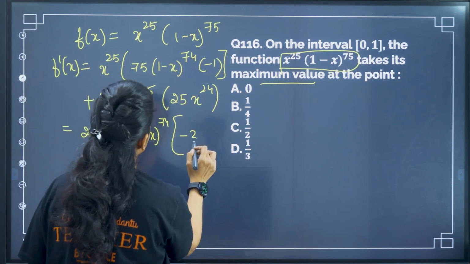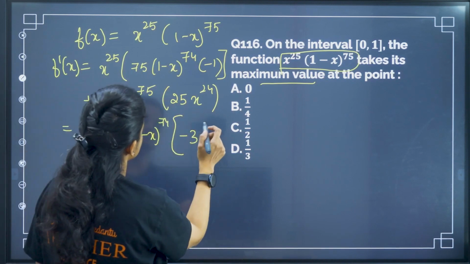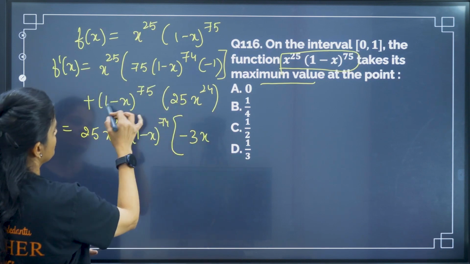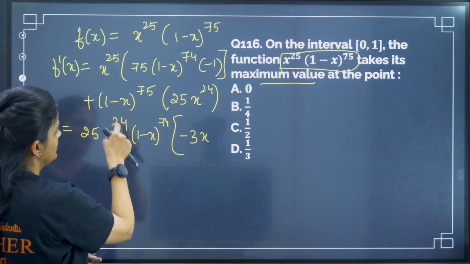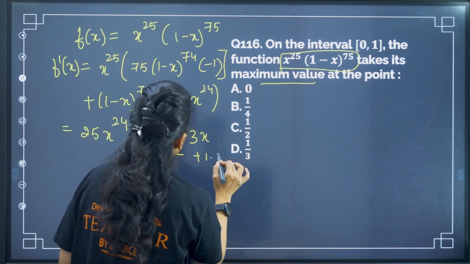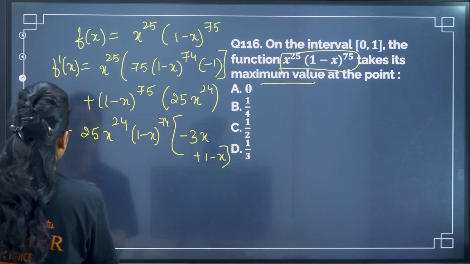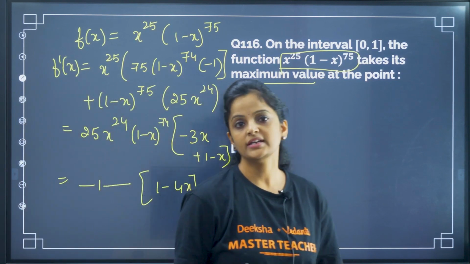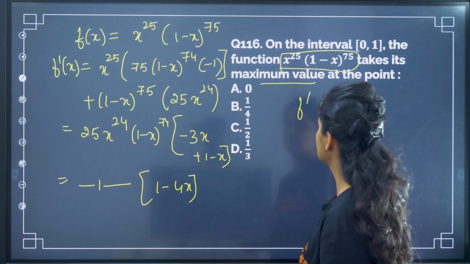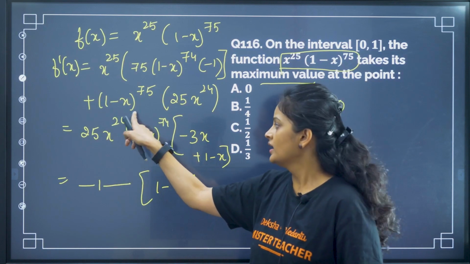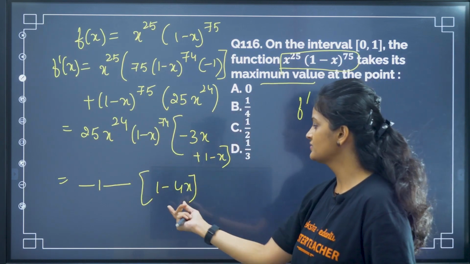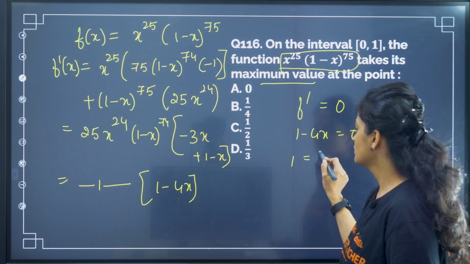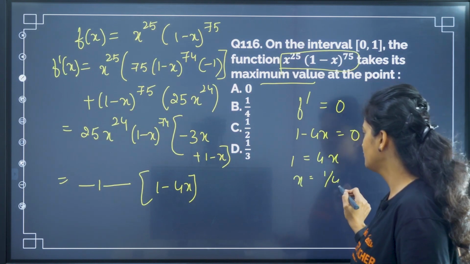Okay, keeping that common, what do I get? I have minus 3 here, so the rest of the numbers are there, x is there. And here what do I have? I have taken off this, and one term is remaining, that is plus (1 minus x), right? So now write the term as it is. Here I have 1 minus 4x. On equating f dash to 0, 25 cannot be equal to 0 and none of these will be equal to 0. Only this function I can take to 0. 1 minus 4x is 0, 1 is equal to 4x, and the x value will be 1 by 4.